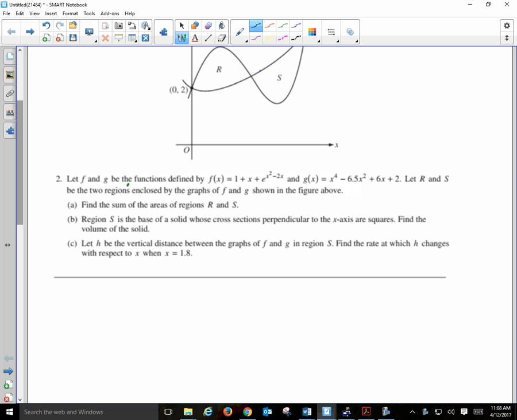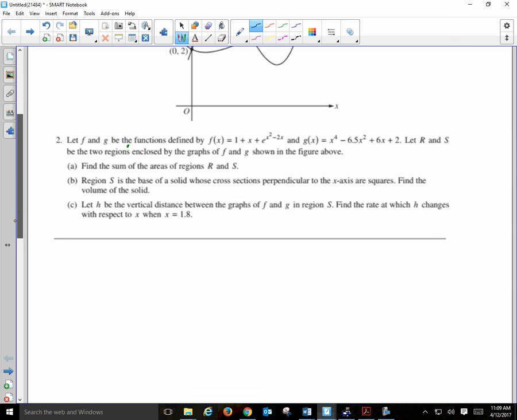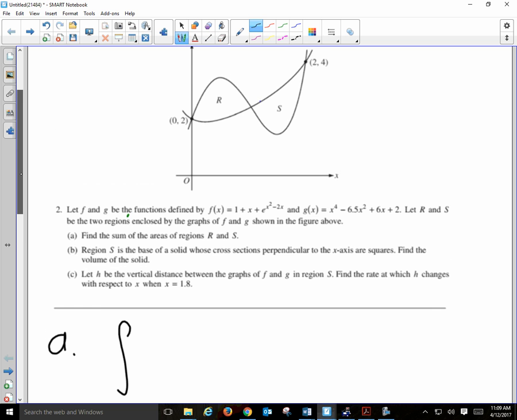So the first question is: find the sum of the areas of regions R and S. So I'm going to do R plus S. How do I do it? Integral. Okay? Integral of what? Find the area of R and the area of S.